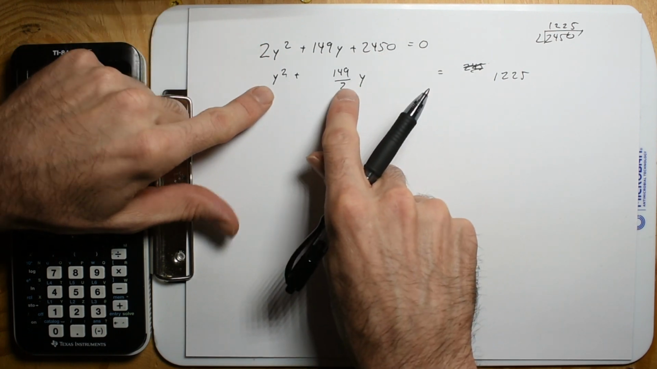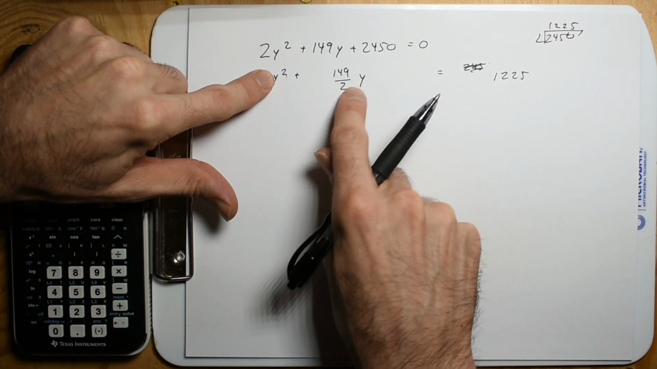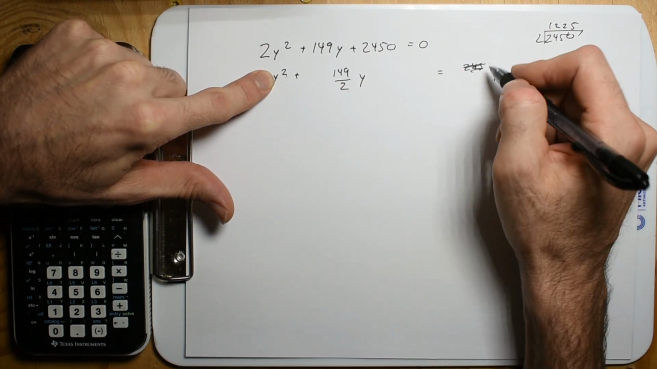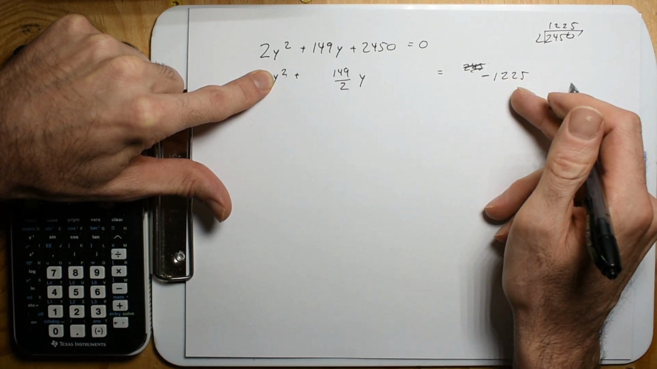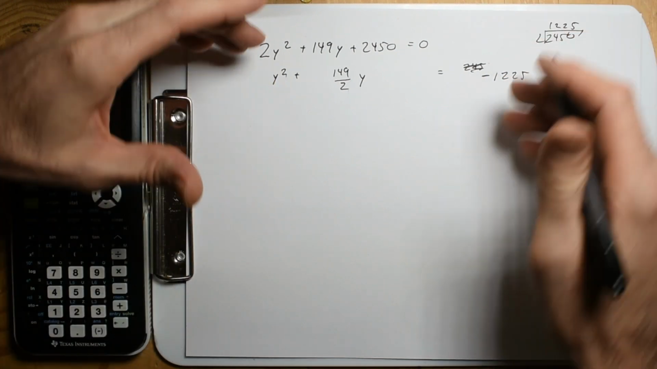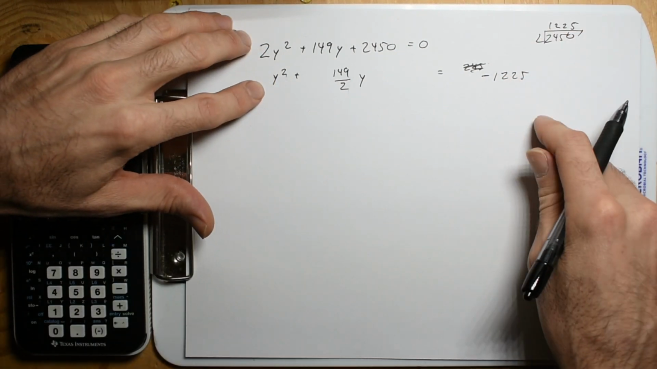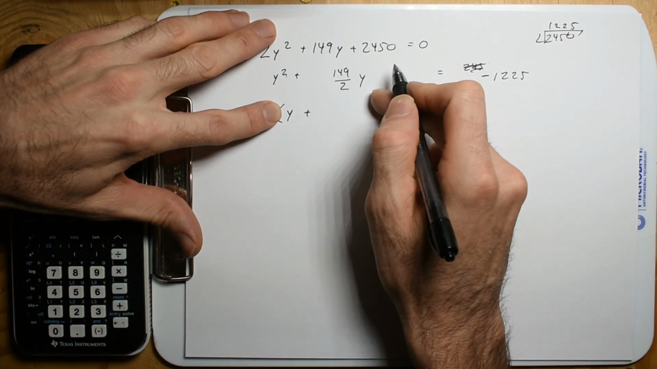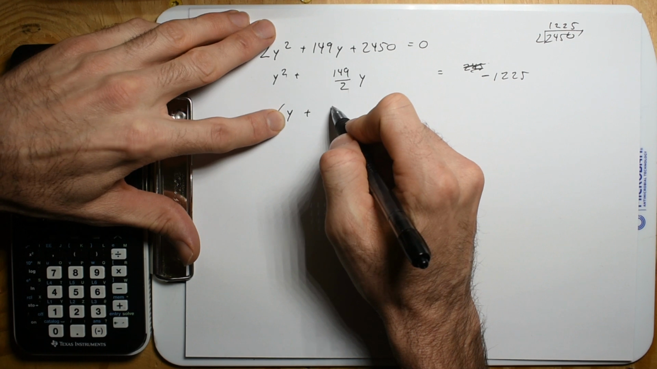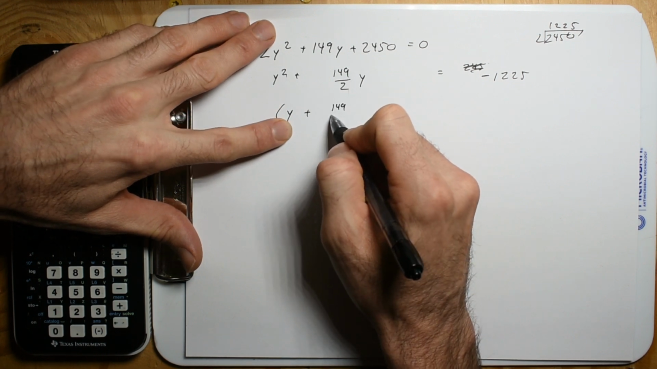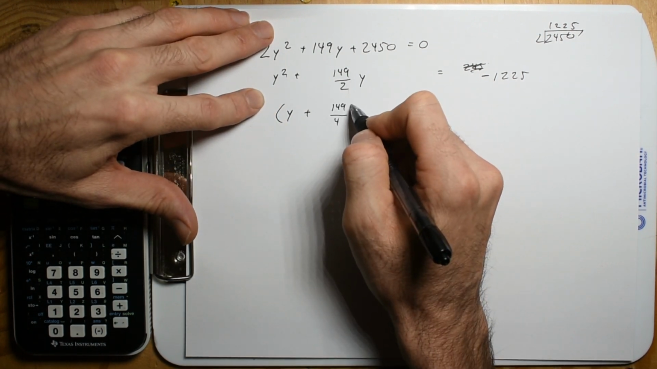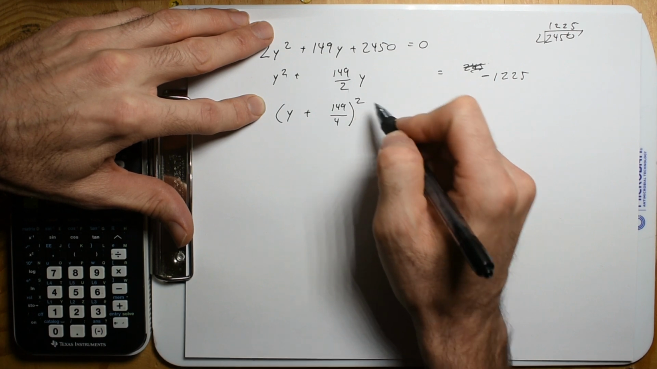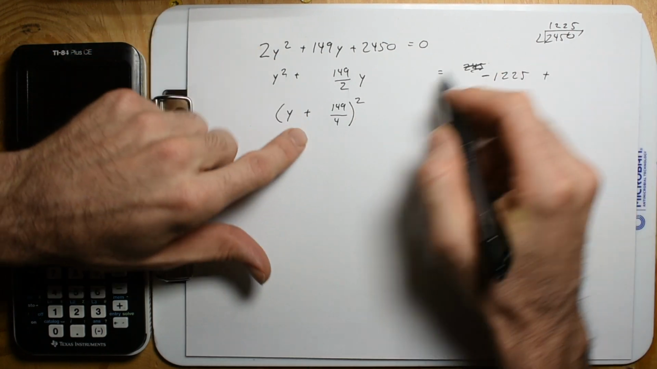Okay, so I have this isolated. I got this to the other side. See, I'm already making mistakes because it's got to be negative. I do this pretty fast, so I'm just going to do the fast method. I know that I have to get y plus half of this. So that's going to be 149 divided by 4. And if I do that, I'm going to have to add this term.